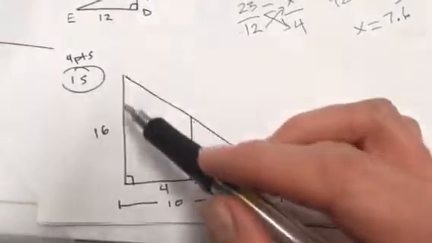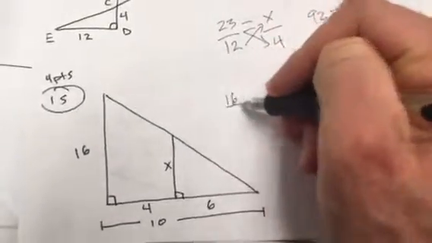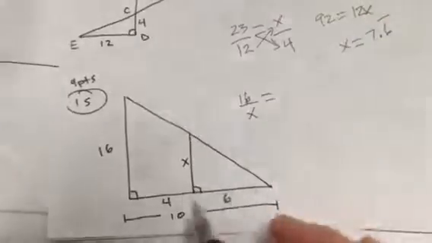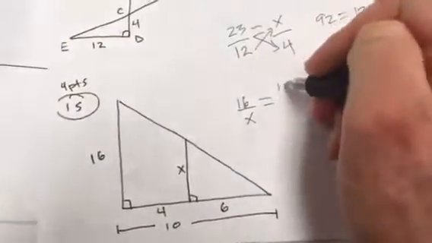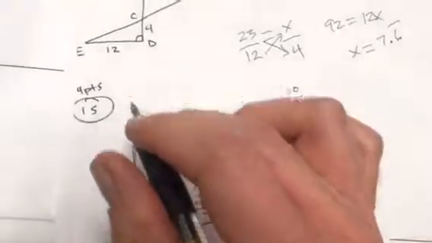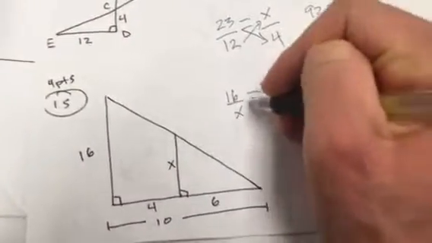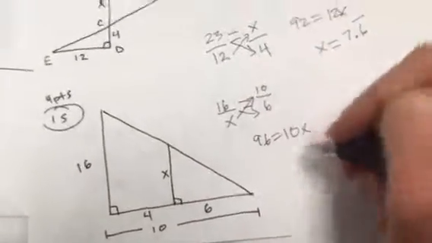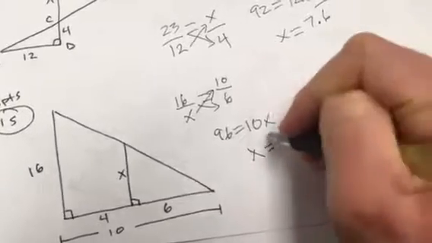Last one here, folks. The height of the big triangle is 16, and that corresponds with the height of the small triangle, which is x. And that equals the base of the big triangle, which is 10, over the base of the small triangle, 6. 4 is not used because that would be involved in a not-triangle, a trapezoid. So it's 10 over 6. Cross multiply, you get 96 equals 10x. x is 9.6. Folks, this is your quiz review for 7.1 to 7.3.